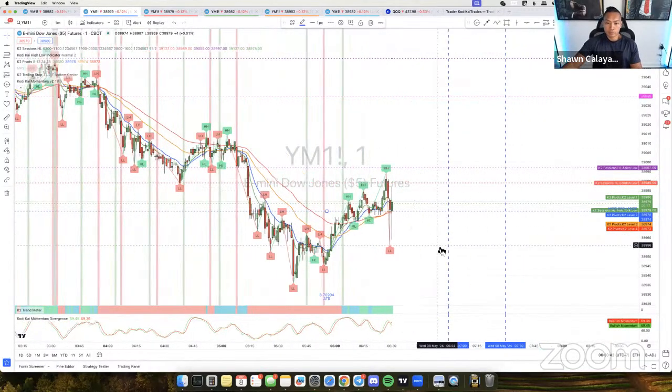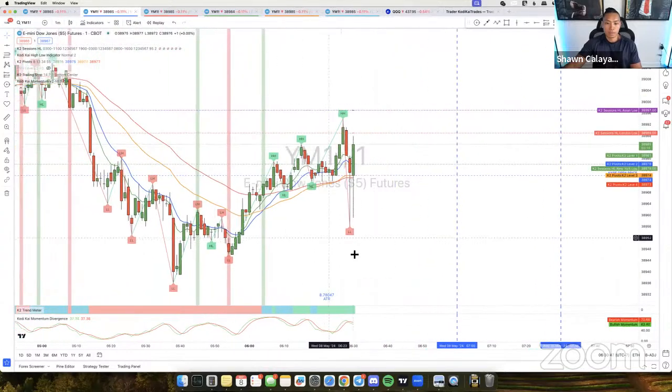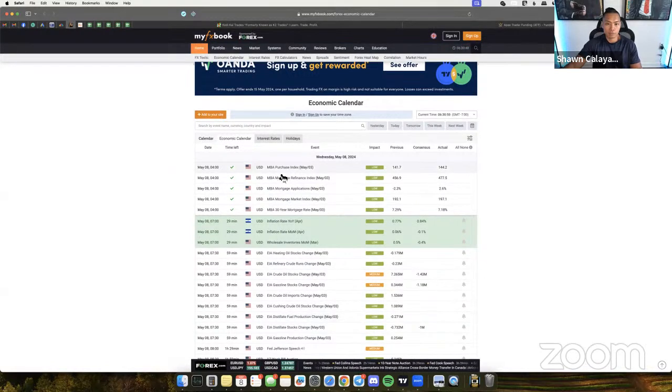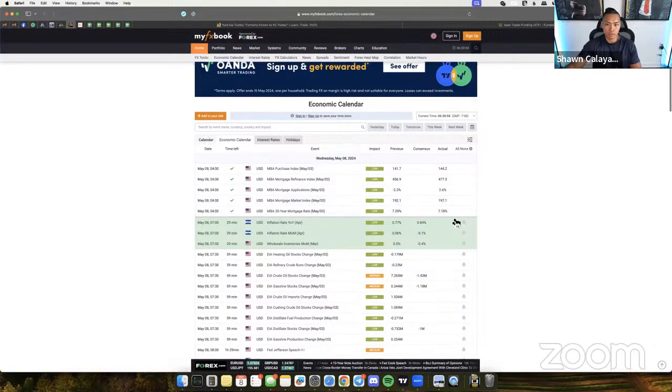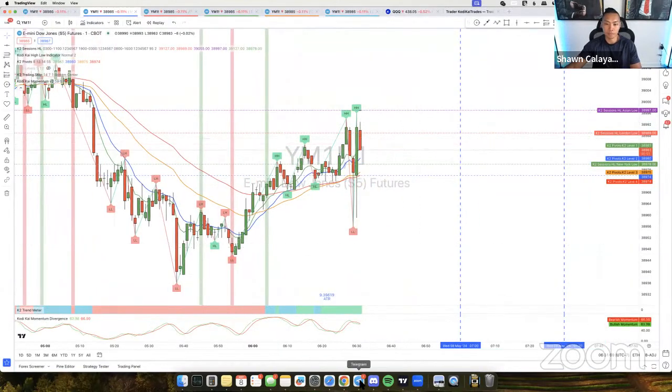Looking at current movement right here, the ATR is currently at 8, so it's pretty low right now. There wasn't really much news this morning. There was news at 4 o'clock. It was low impact: MBA purchase index, mortgage refinance index, mortgage applications, mortgage market index, and the mortgage rate. So pretty much not much of a change. It's slight news, not even high impact. There wasn't even a consensus. It's just news that was released. So we got that there. ATR is pretty low right now.